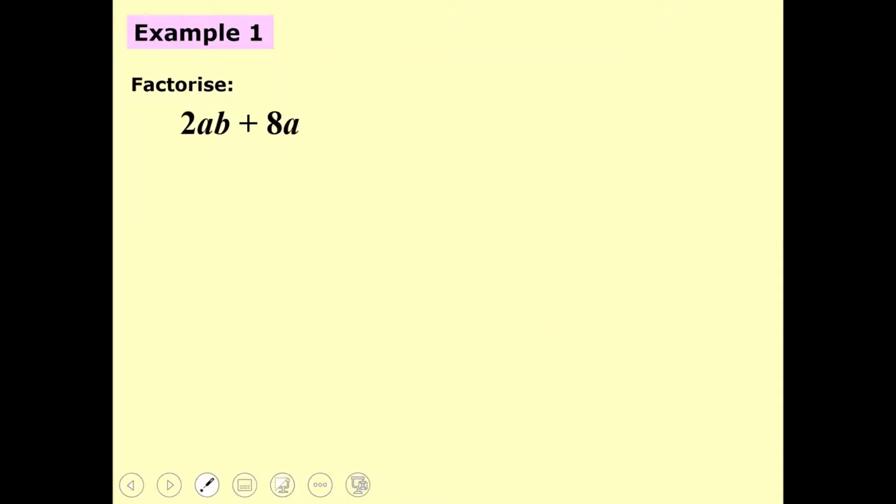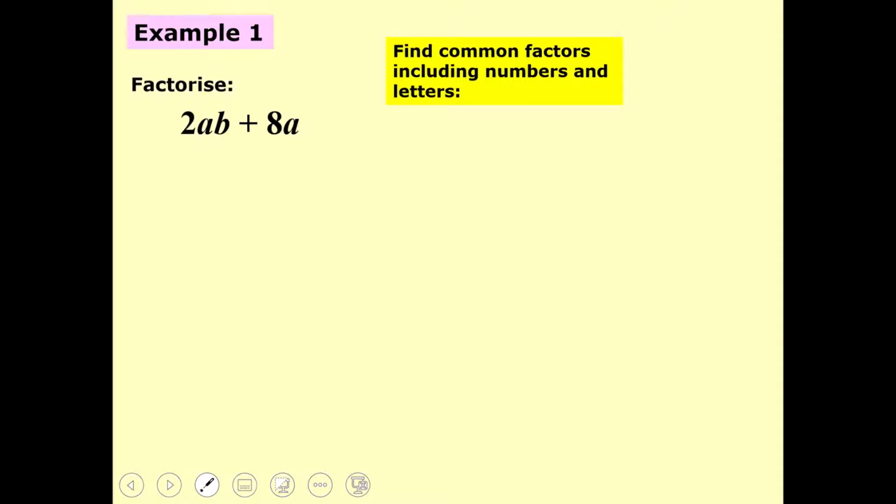So first example, we're going to factorise 2ab plus 8a. So we're going to find or write down our common factors, including both numbers and letters. So we're going to look at our numbers and decide what common factors are there between 2 and 8. You've always got 1, and between 2 and 8 you can also divide them by 2. And we also have a common factor of a in both of these terms. So our common factors are 1, 2 and a.